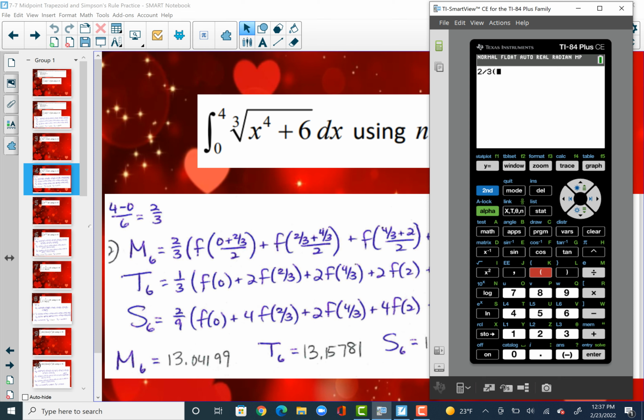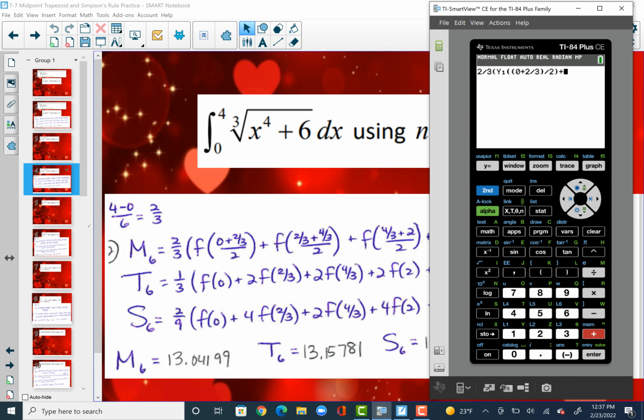So there's two ways to do this. One way is to go to vars, go over to yvars, hit the right arrow, hit function, and then there's y1, so we can hit enter. Now for the midpoint rule, I need to actually put a double parenthesis, because I'm going to add the 0 plus the 2/3. Close that parentheses, that's my numerator, divided by 2, and then close my parenthesis again. So that's that whole first term, f of 0 plus 2/3 divided by 2.